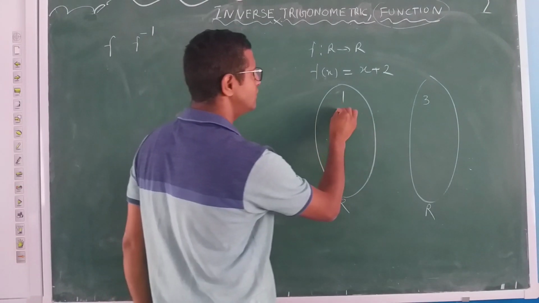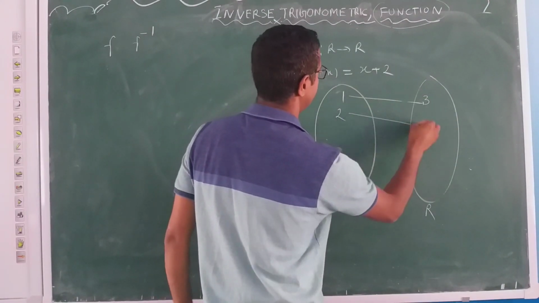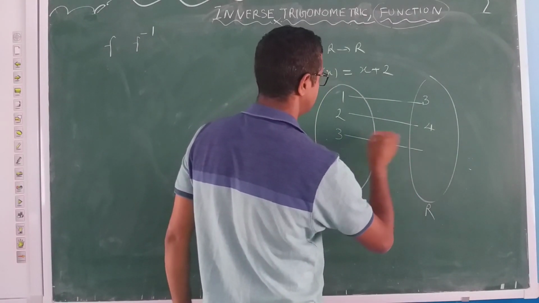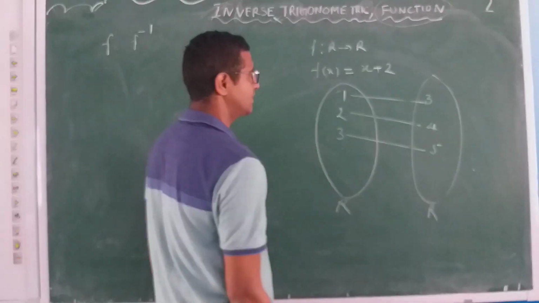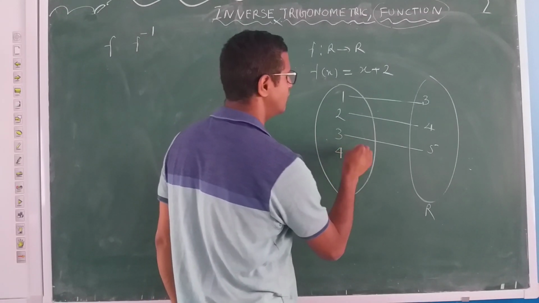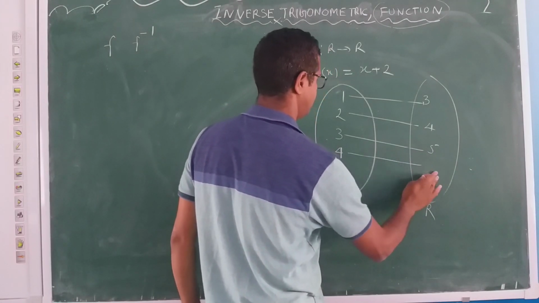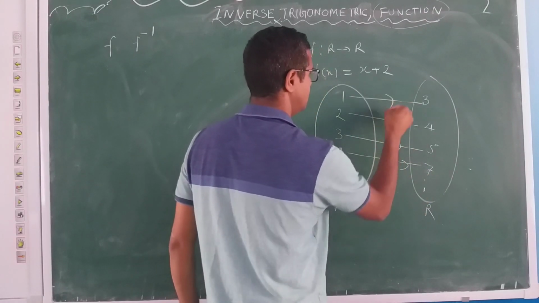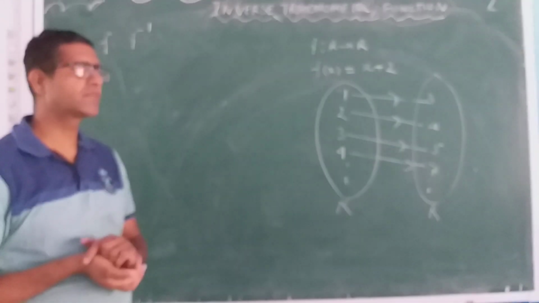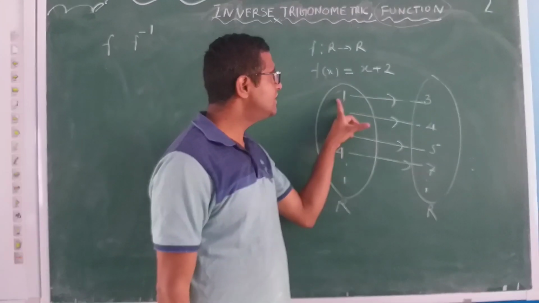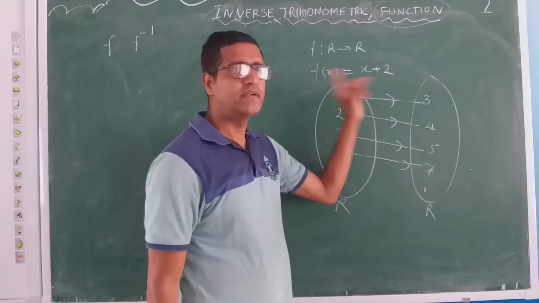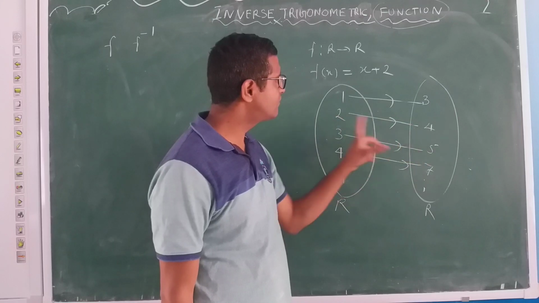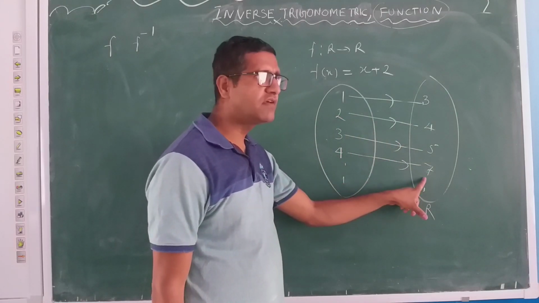If you put x equal to 2, you will get 2 plus 2 equal to 4. If you put x equal to 3, you will get 3 plus 2 equal to 5. If you put x equal to 4, you will get 4 plus 2 equal to 6. Like that. So what are we observing here? We are observing that each element in the domain has a distinct image in its codomain. Image of 1 is 3, image of 2 is 4, image of 3 is 5, image of 4 is 6.